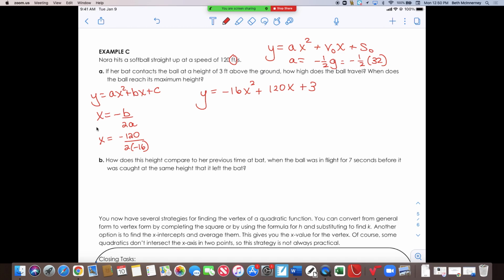So grab a calculator if you have one. So we have a negative over a negative, and what do you know about a negative over a negative? It's positive. So you could, in fact, ignore your negative signs then and do 120 divided by 32.